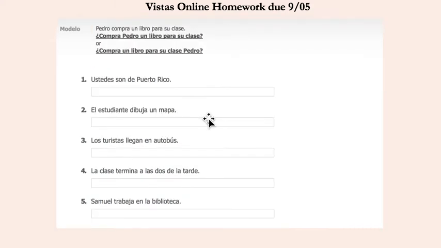Next activity is similar. Pedro compra un libro para su clase. And then we're going to invert the subject and the verb. ¿Compra Pedro un libro para su clase? Or perhaps put the subject at the end. ¿Compra un libro para su clase Pedro? Por ejemplo, número 1. Ustedes son de Puerto Rico. ¿Son ustedes de Puerto Rico? ¿O son de Puerto Rico ustedes? Número 2. El estudiante dibuja un mapa. ¿Dibuja un mapa el estudiante? ¿O dibuja el estudiante un mapa?